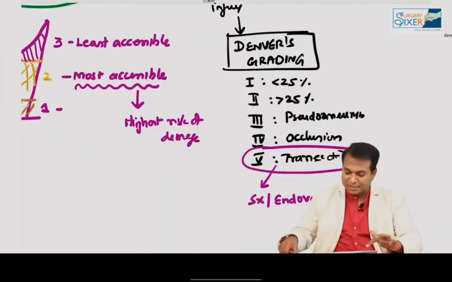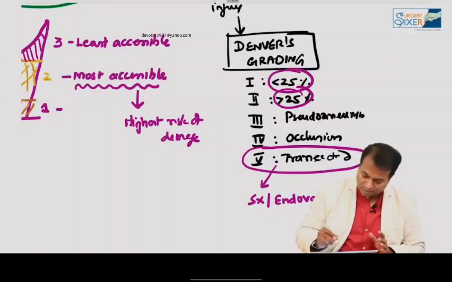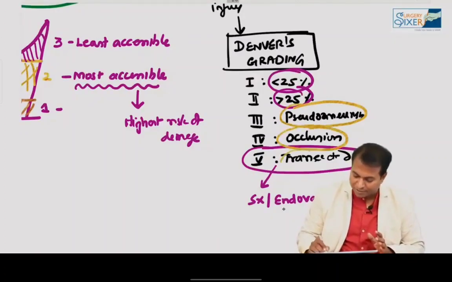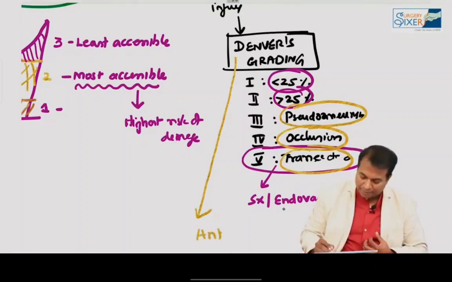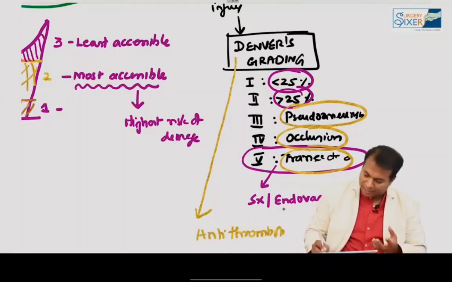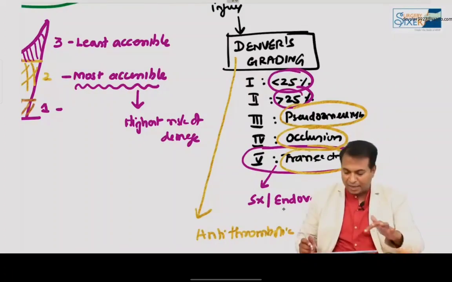Hematoma causing less than 25% narrowing is Denver's grade 1. More than 25% narrowing is grade 2. Grade 3 is pseudoaneurysm, 4 is occlusion, and 5 is transection. All patients with blunt cerebrovascular injury will be started on anti-thrombotic drugs like antiplatelets. So the initial treatment will be anti-thrombotic or antiplatelet drugs for these cases.